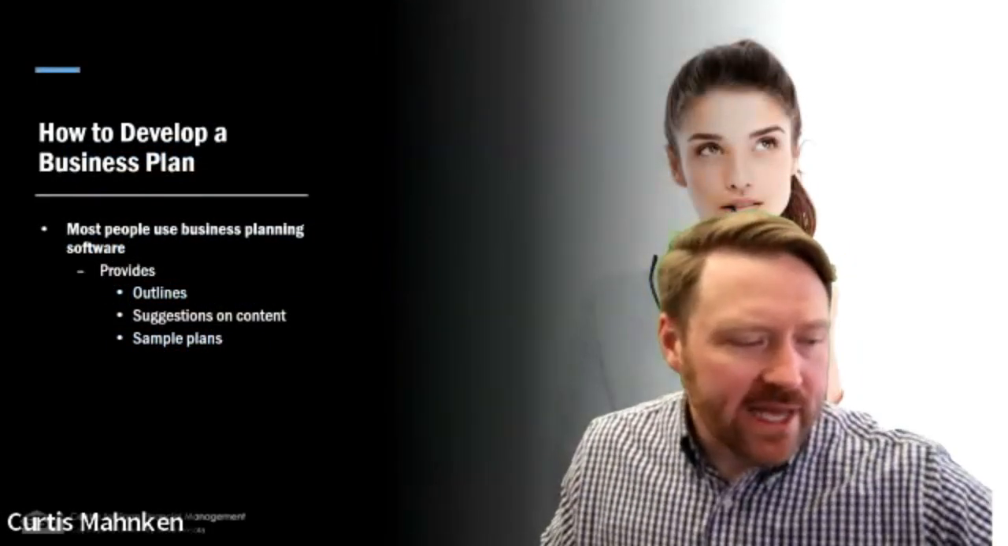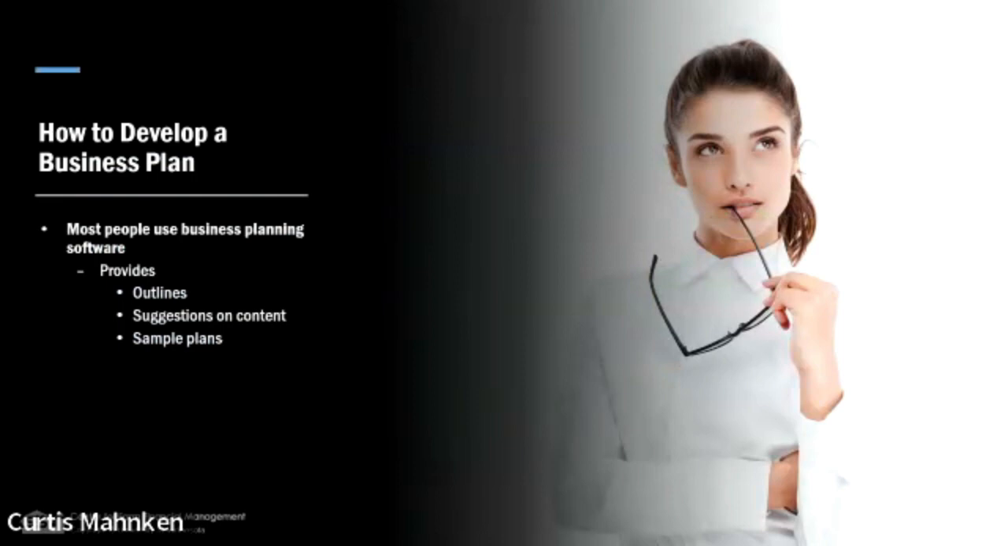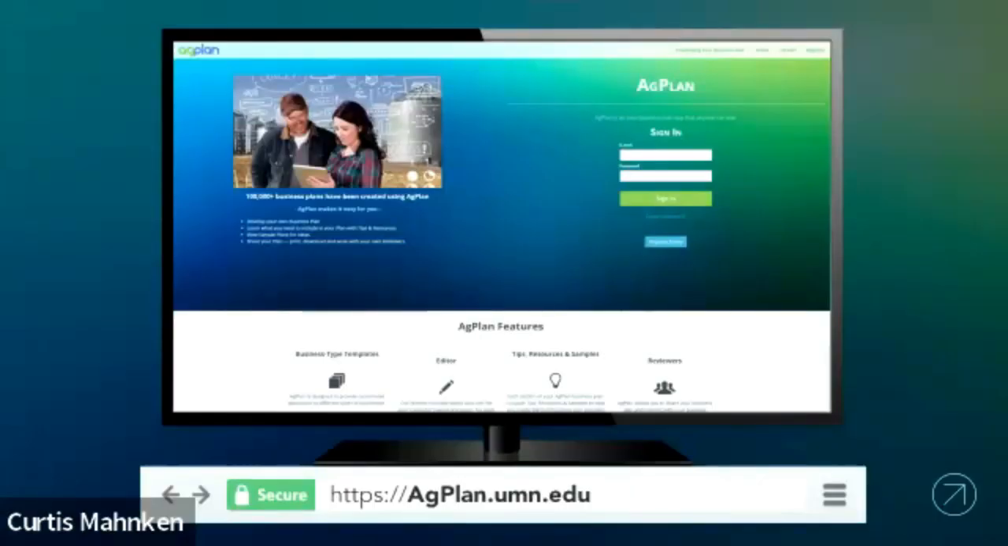So as you are, again, developing that business plan, most people are going to use some type of business planning software. If you just sat down and you tried to do this on your own, you'd probably get stuck. You might be able to write about what you're producing and why you're doing it, but once you get into the financial part, the licensing part, a lot of those other details, you might miss something because you just aren't thinking about it. So a good software is going to have some outlines, maybe some suggestions on content, or even some sample plans. And that's where AgPlan comes in.